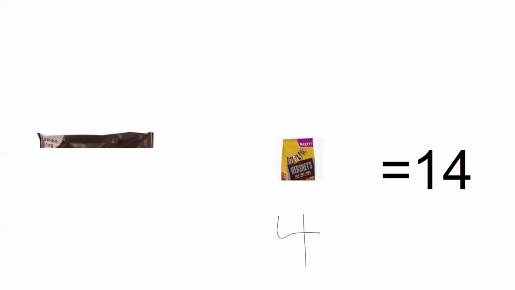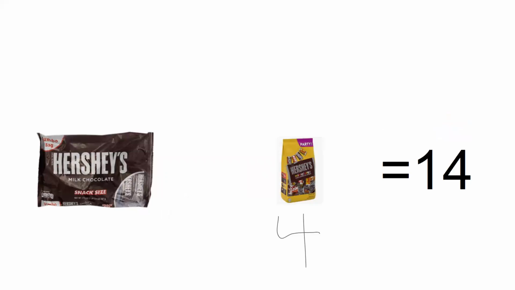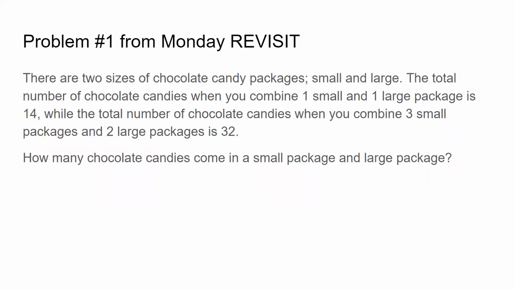Well, once I know that a small package has four, and if I know if you combine a large and a small, you get 14, then I know the big had to be 10, right? Because 10 plus 4 is 14. And there you go. There's your answer. Just given some information, you can go back and figure out how much must be in a small and must be in a large. Well, let's revisit this problem, right? Rather than having to draw those big pictures, is there a way to do it without guessing and checking and without drawing those big pictures?